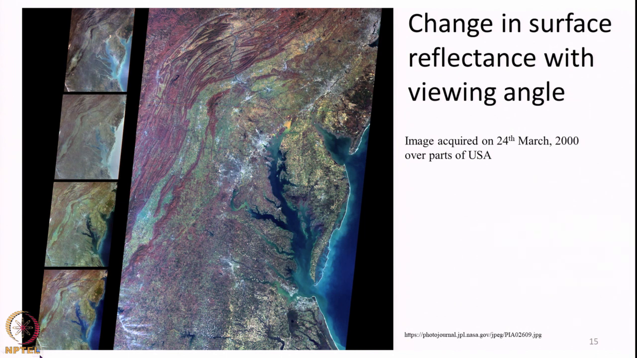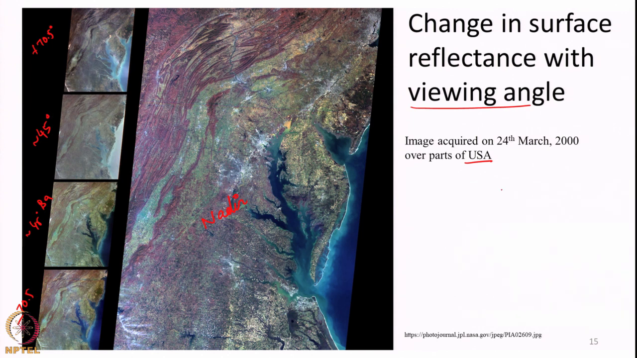Also, another example of how look angle, or viewing angle, will change the surface reflectance. This image is again taken over parts of the United States of America. Here, this image is nadir looking, like the sensor is directly overhead. This image is 70.5 degree forward looking, this is roughly 45 degrees forward looking, this is 45 degrees backward looking, this is 70.5 degree backward looking.